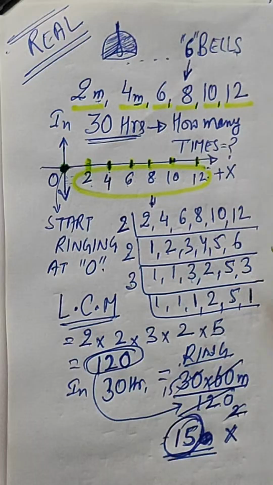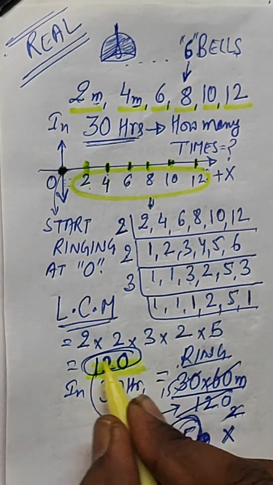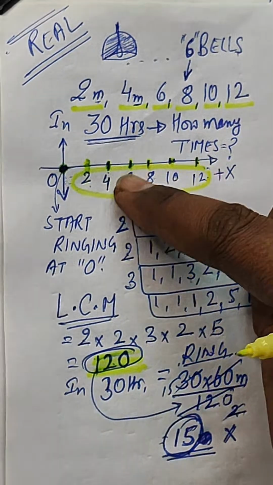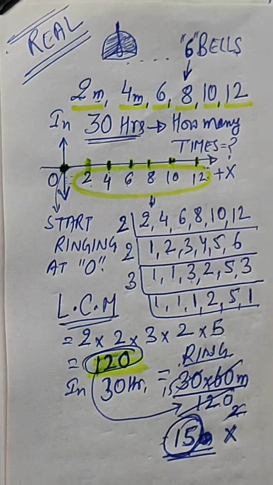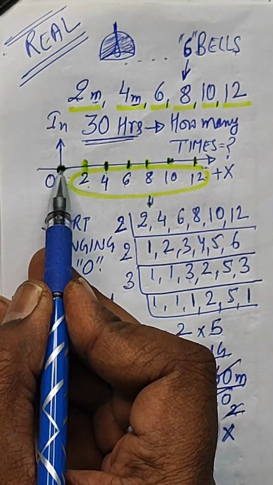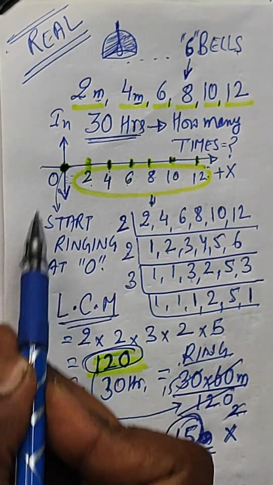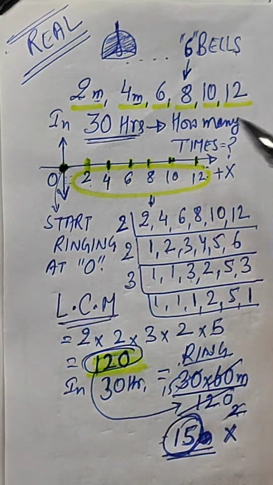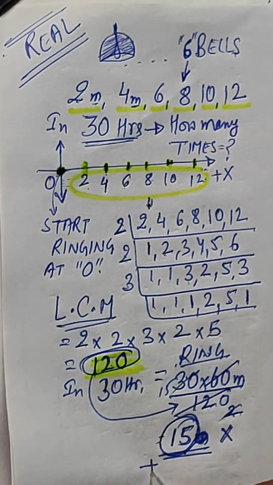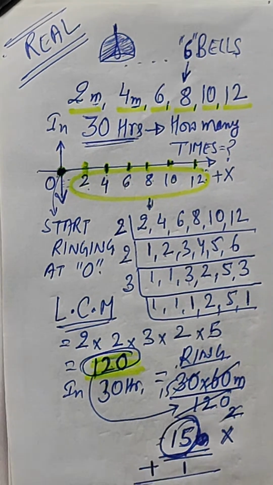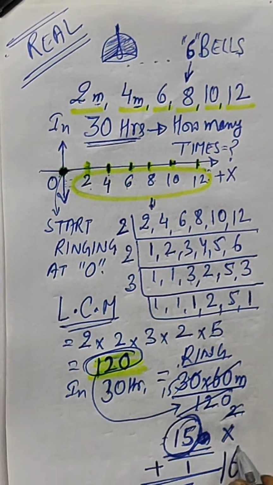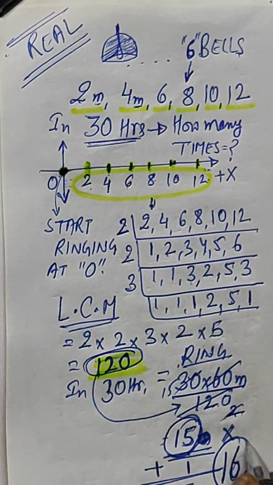As I said, after 120 minutes, which is the LCM, this situation will repeat. So that means this 15 plus the starting point when all the bells started ringing together. At the origin all the bells ring once, right? So that means 15 plus 1 will be equal to 16. This is your answer, my dear friends.